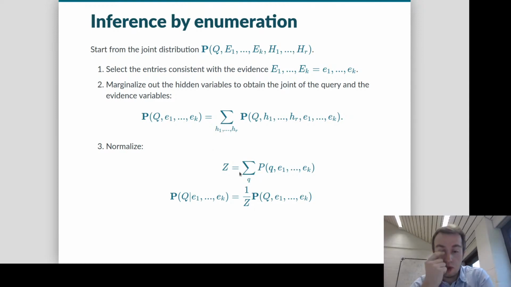What you would do simply is first compute some normalization constant z, which corresponds to the sum of the values that you've computed at step 2. And then you just divide all the entries, all the values, by the z constant, and that then would give you the conditional probability values for P of Q given the evidence that you set.